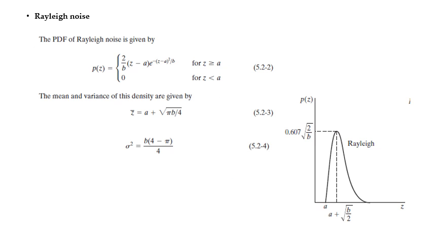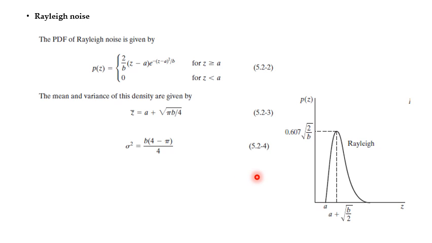So this is nothing but the Rayleigh noise. The probability density function of a Rayleigh noise is given by P of z is equal to 2 by b into (z minus a) into e to the power minus (z minus a) whole square by b for z greater than or equal to a, and 0 for z less than a. Here also the values are quite similar. Z bar usually represents the mean. So the mean is given by a plus square root of pi b by 4, and the variance sigma square is given by b into (4 minus pi) by 4.